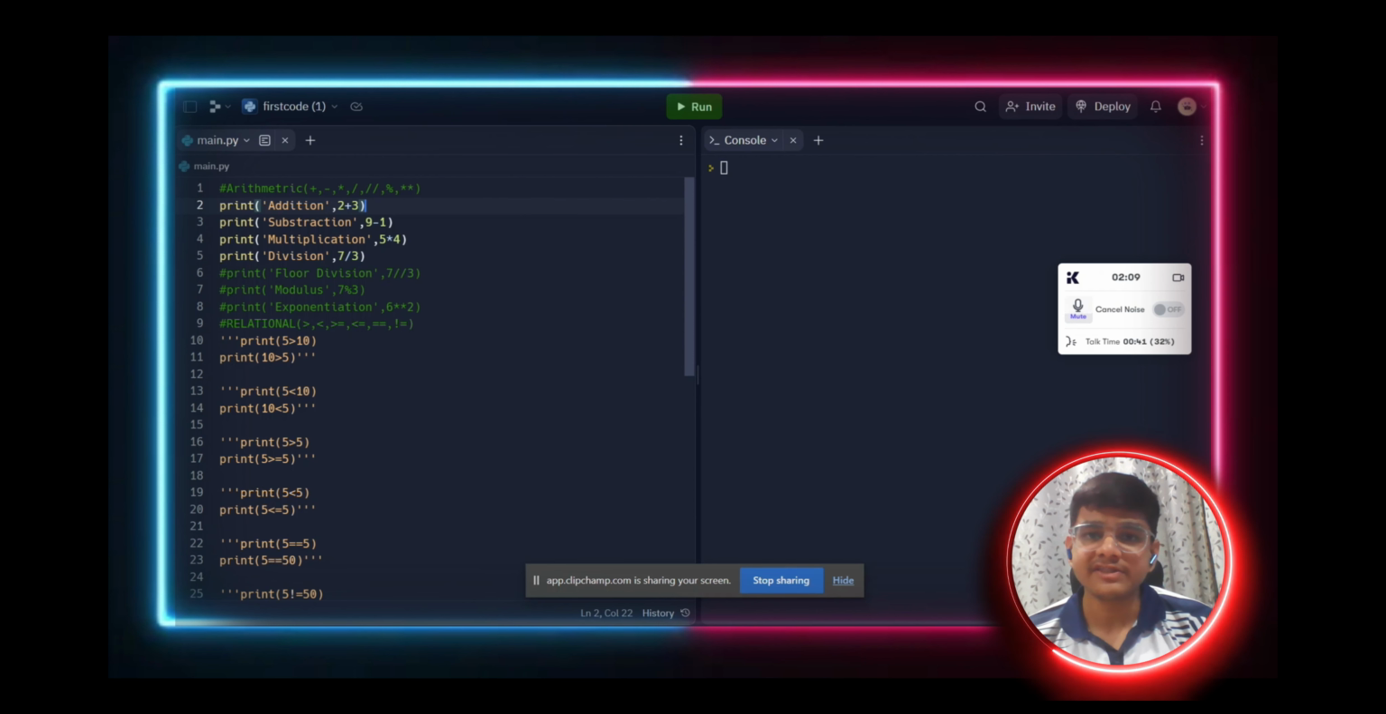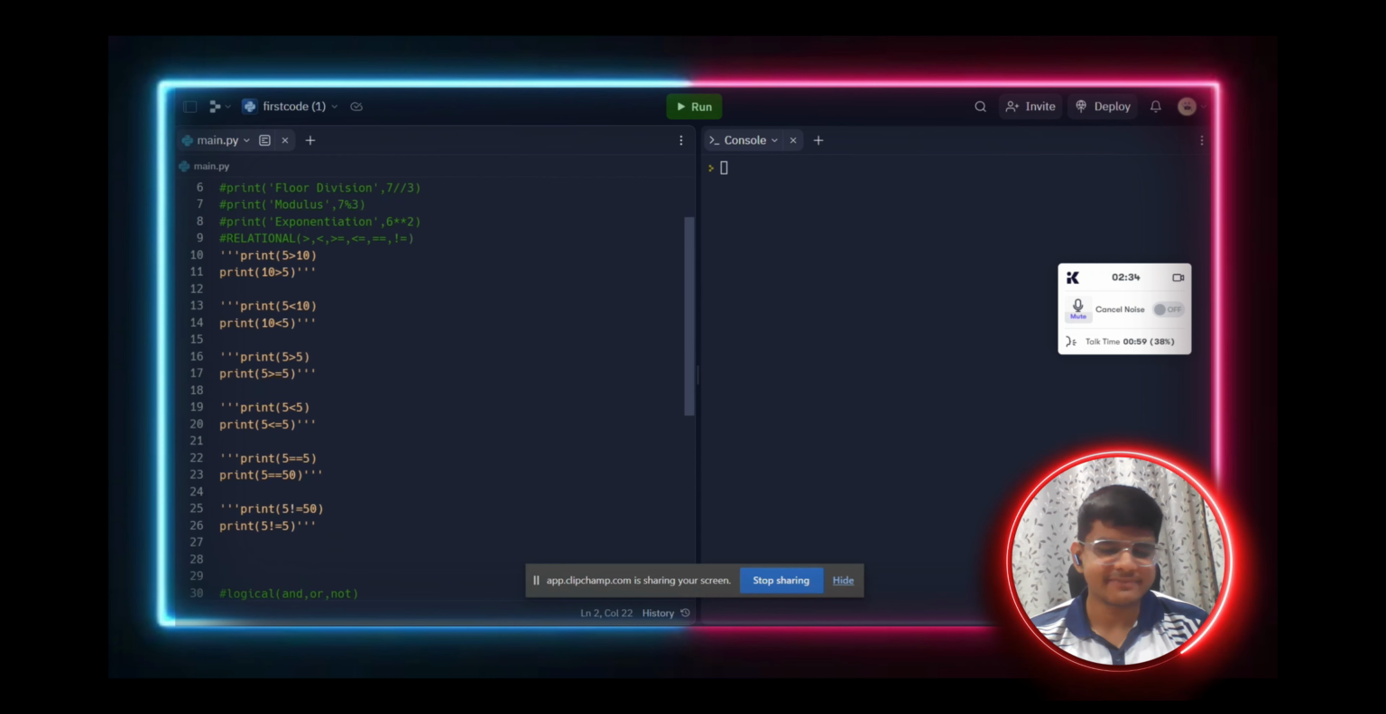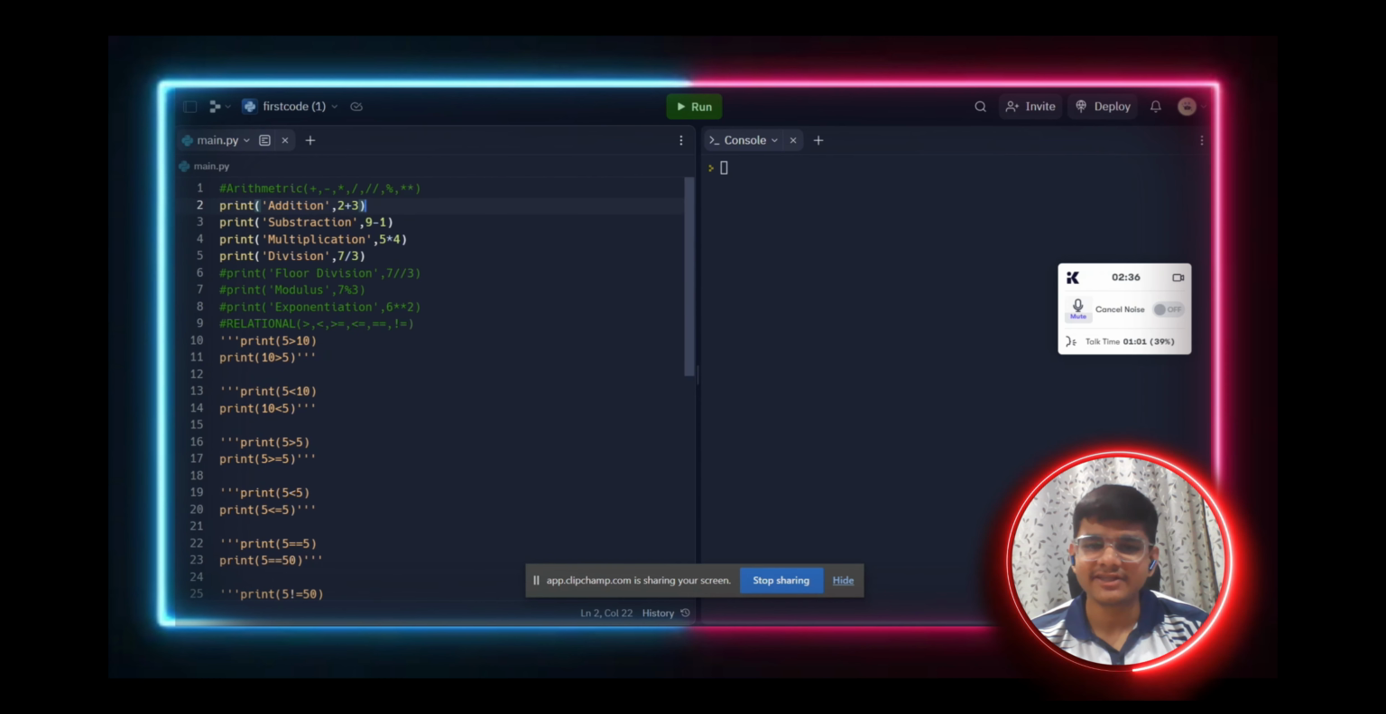When the word arithmetic strikes our mind, it reminds us of the mathematics we studied in school. The first four operators are the same: addition, subtraction, multiplication, and division. They do the same thing here that we used to do in mathematics in school. The addition operator is plus and subtraction is minus, which doesn't require explanation. Then multiplication and division.